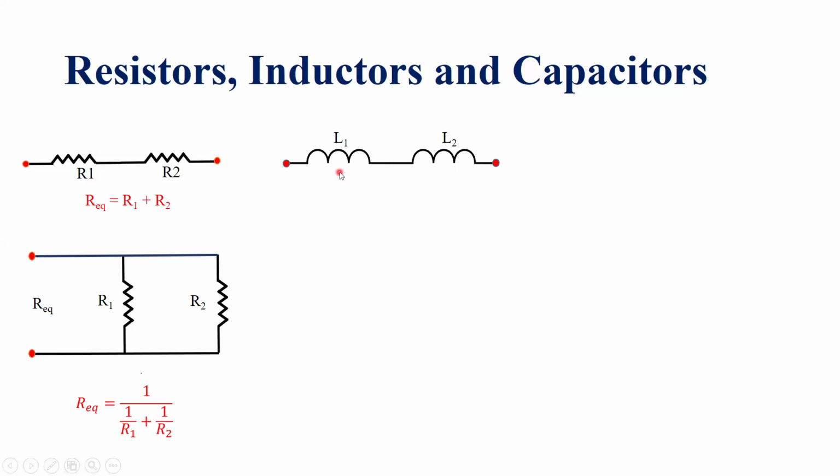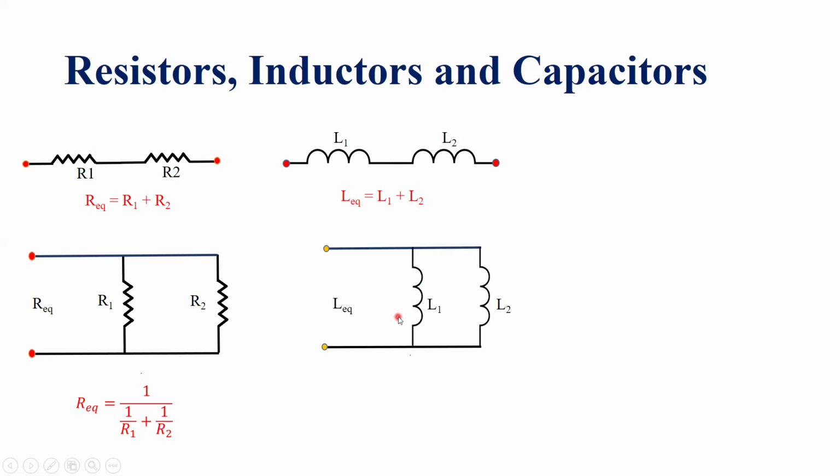How about inductors connected in series, L1 and L2? For this, we see that L equivalent is equal to L1 plus L2. Now if we compare this equation and put up the analogy between inductors in series and resistors in series, we see that in both cases, resistors or inductors, the equivalent value is the sum of the individual values.